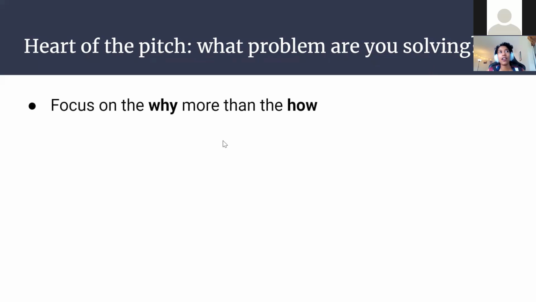And so you really want to focus on the why more than the how, because oftentimes no one will remember how you did your research. They're not going to remember the software that you're using or the techniques or the experimental conditions. But most people will remember why you're doing something.